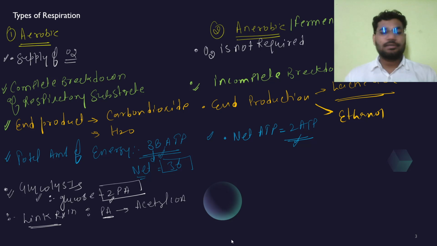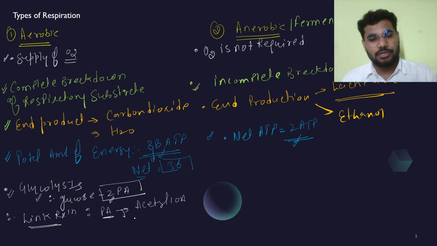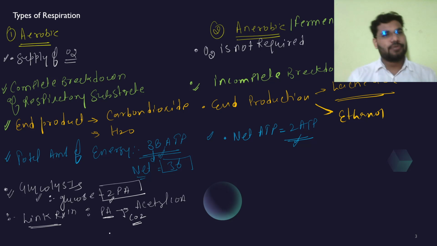Yes, this acetyl coenzyme A is a 2-carbon compound. So it is a decarboxylation reaction, meaning a CO2 is given out here.